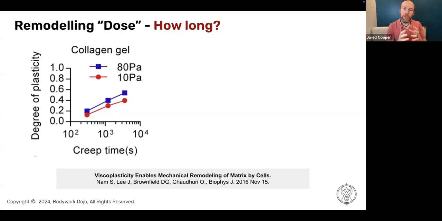So if you're trying to do myofascial release and you're noticing your changes are not sticking, the first place to look is duration. Are you doing the technique to a specific tissue long enough to allow this linear change to occur?